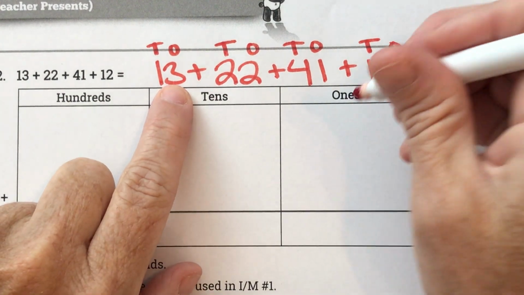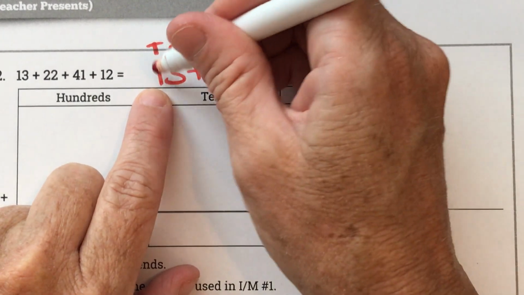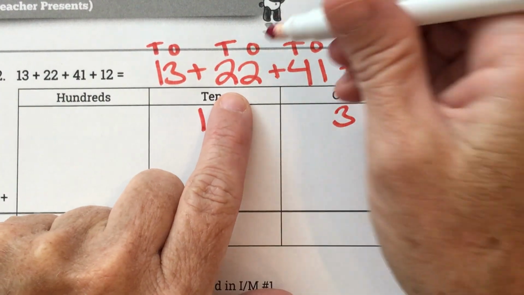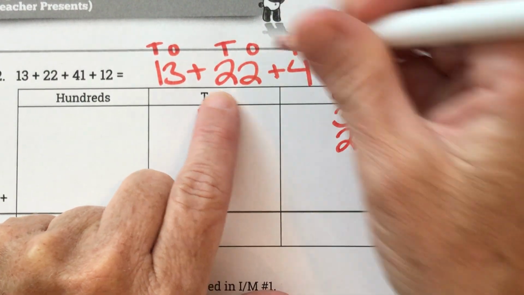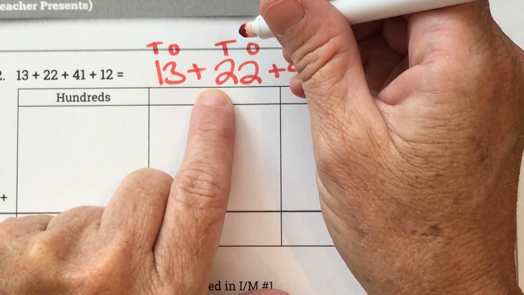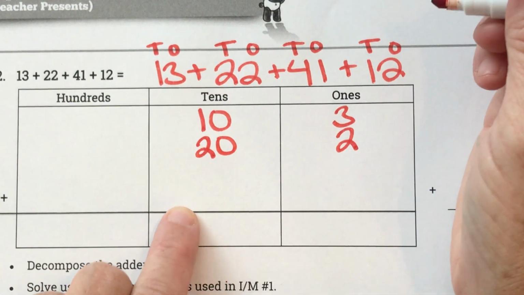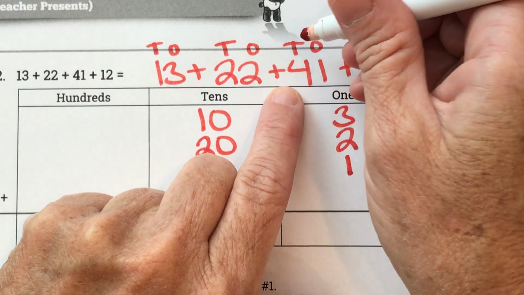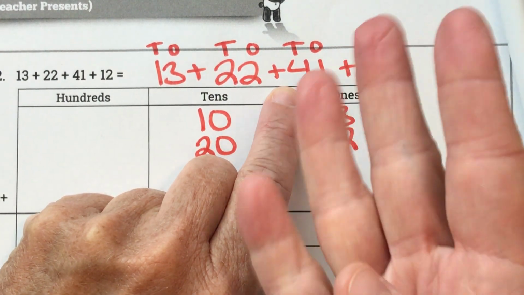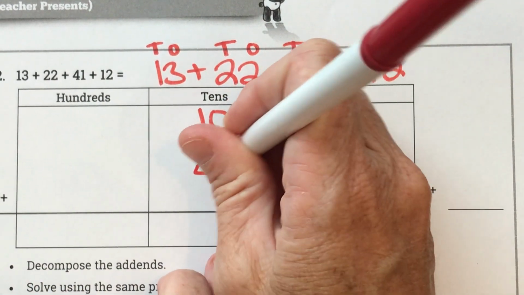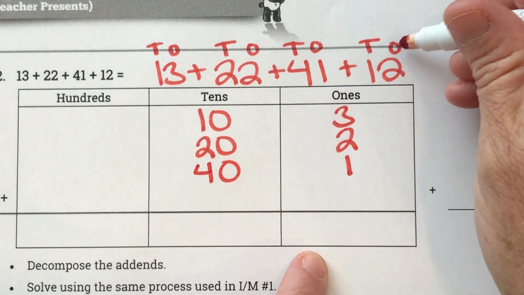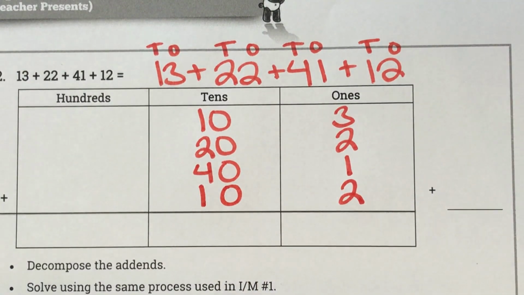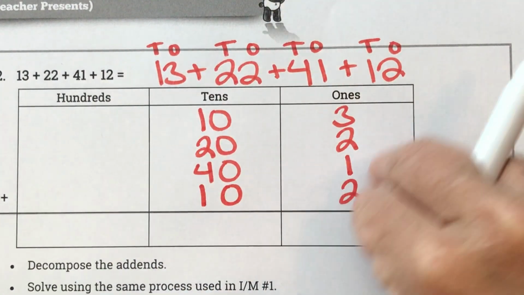So my first add-in has 3 1s and 1 10. 1 10 is just 10. My second add-in has 2 1s and 2 10s. 2 10s is 10, 20. My third add-in has 1 1 and 4 10s. 4 10s is 10, 20, 30, 40. And my last add-in has 2 1s and 1 10. So I have all my numbers decomposed.